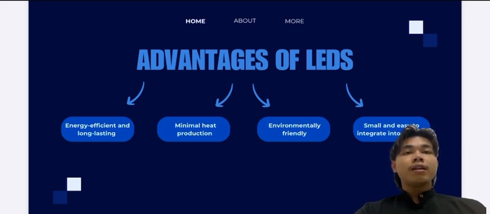Second is LEDs do not produce too much heat. Unlike traditional bulbs, LEDs do not generate a lot of heat. This makes them safer to use and reduces the risk of overheating, which can be a problem with other types of lighting. Third one is it is also good for the environment.